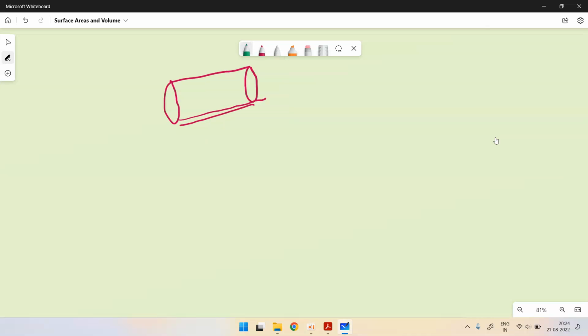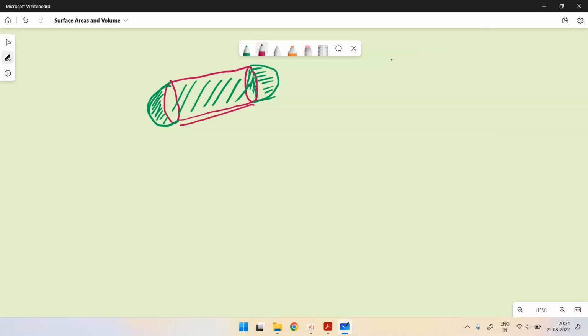Now, combinations of solids. There are different types. This is a cylinder, and this is the gulab jamun. Your question can ask you to find the total surface area of this complete solid. You can find the curved surface area of this and the curved surface area of this. This part will not come because it is inside. Outside, only this is visible.